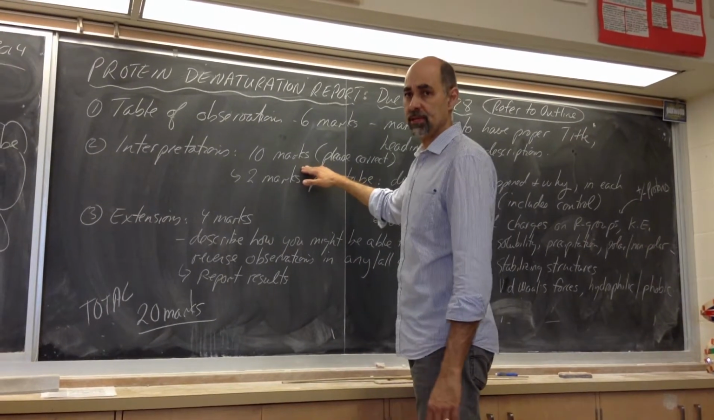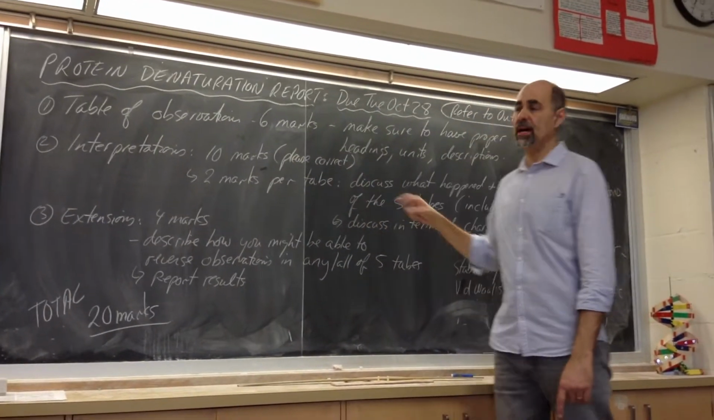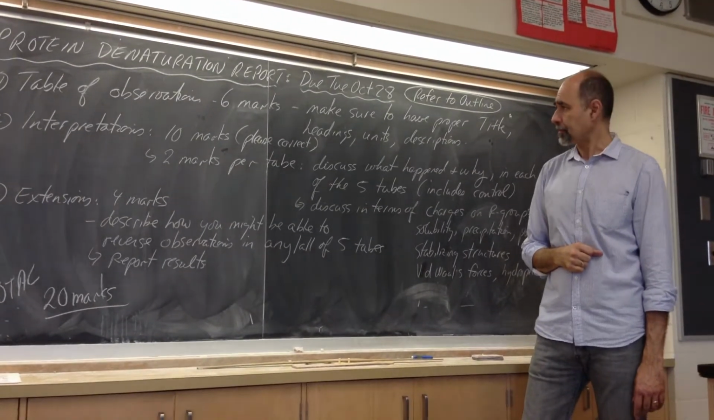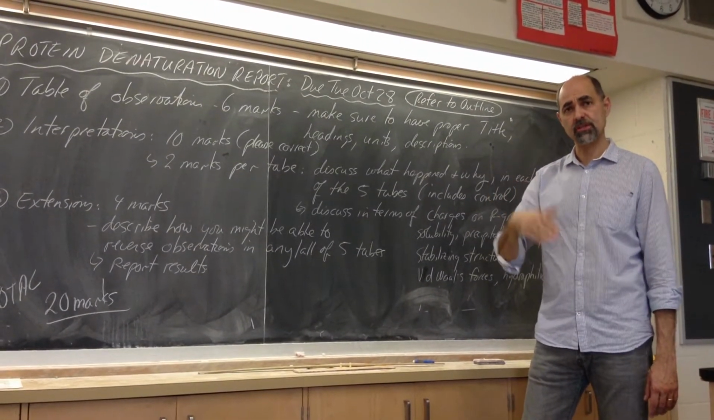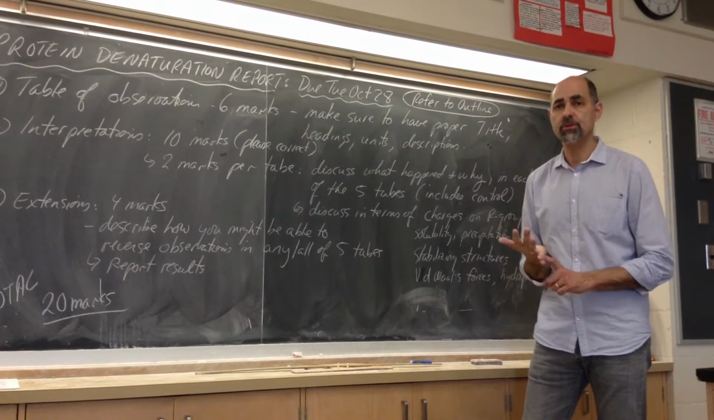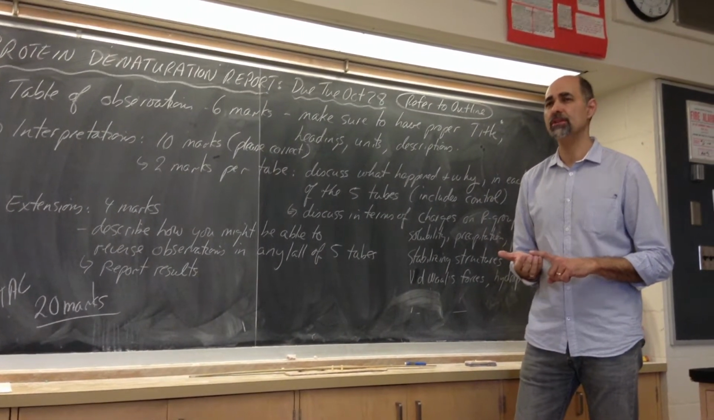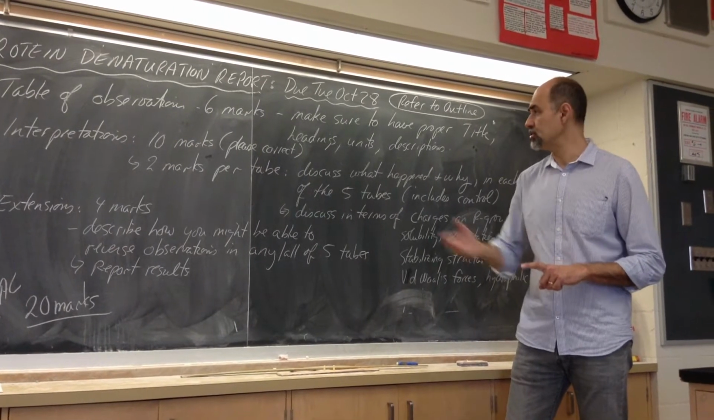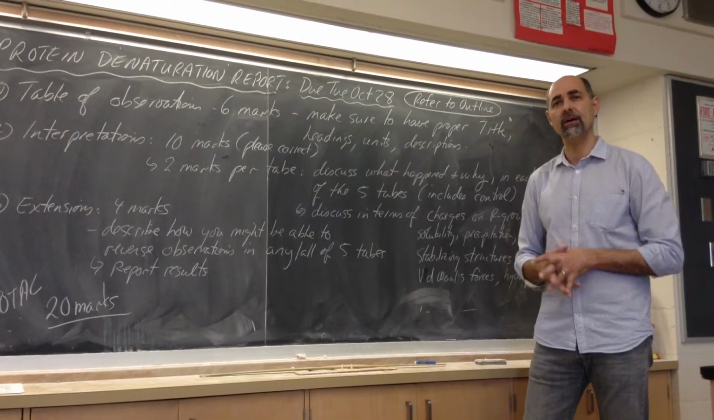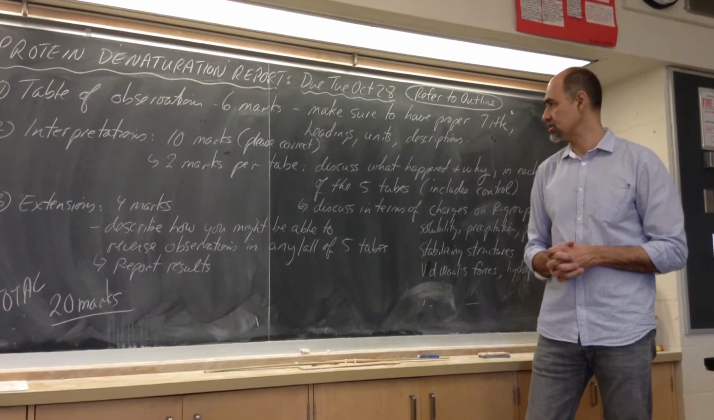Here's where the meat of it is: 5 times 2 marks for the 5 different tubes. Start with your control. Why did you do the control? You added water to it and kept it at room temperature. Why did you do that? So discuss that. Each of these should take around a paragraph, 3 or 4 sentences, to describe.